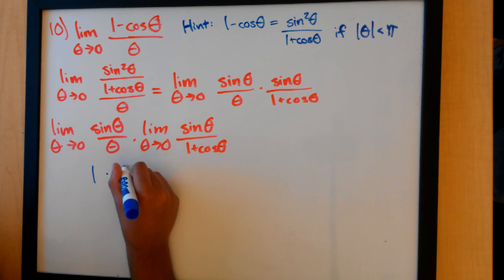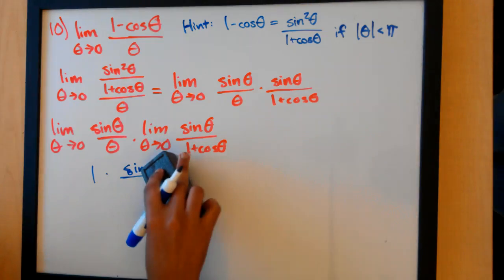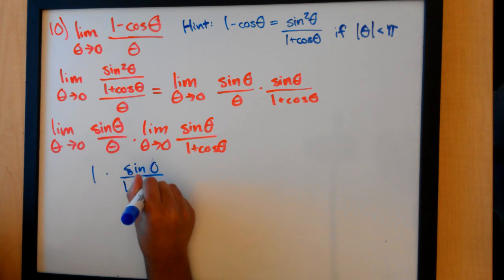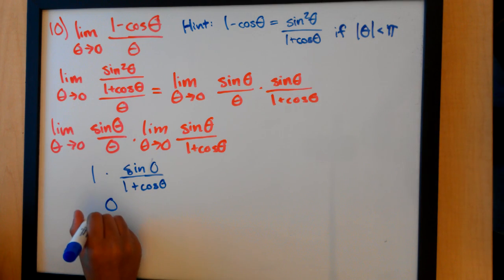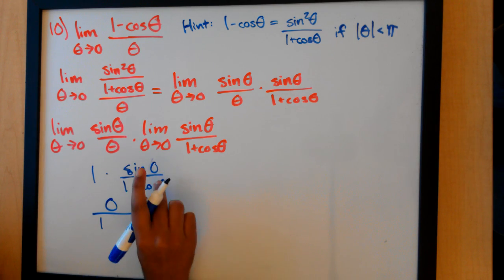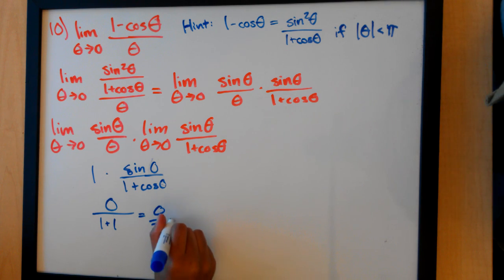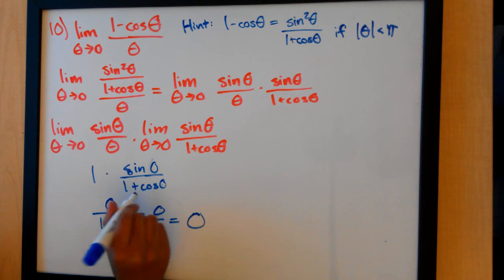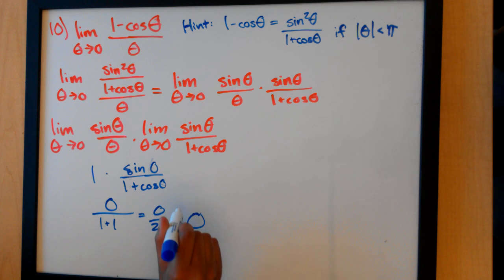And so this is sine 0 divided by 1 plus cosine 0. And so sine of 0 is 0, and 1 plus the cosine of 0 is 1 plus 1, so it's 0 over 2, which simplifies to 0. And notice we can just plug in numbers here because we don't have a 0 in the denominator, so we can evaluate this limit by plugging in 0 for theta. So our answer is 0.